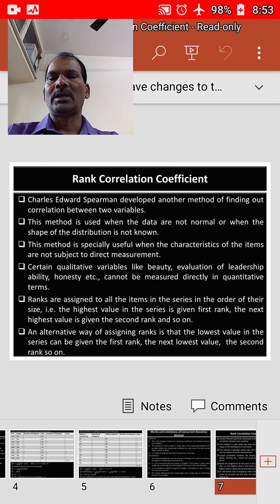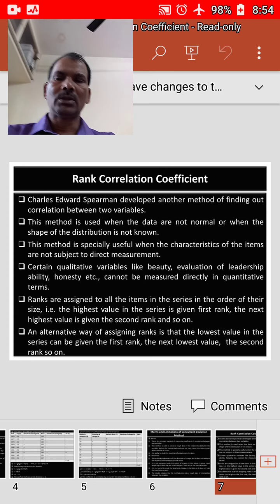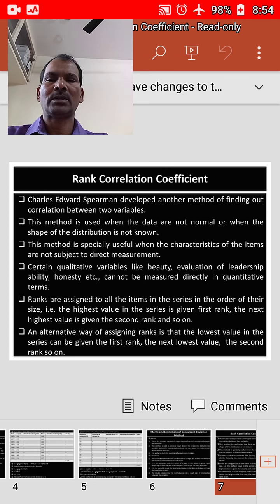That is, the highest value in the series is given the first rank. The next highest value is given the second rank, and so on. An alternative way of assigning the ranks is that the lowest value in the series can also be given the first rank. The next lowest value can be given the second rank, and so on. According to this method, all the calculations are based on ranks rather than the original values of the observations.